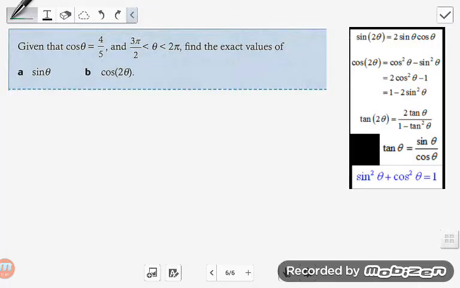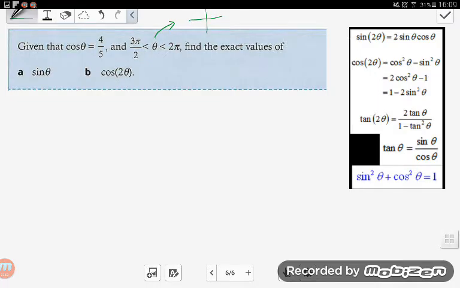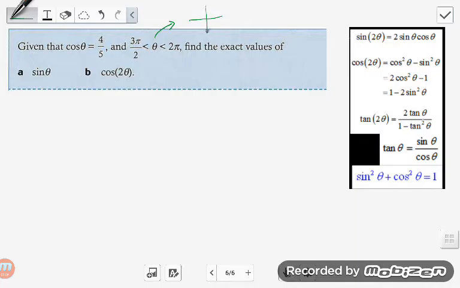Okay, now this part, right? What do I get out of that? 3 pi over 2. So if you think about this, sorry about that, 3 pi over 2 is over here, right? 3 pi over 2. And 2 pi is there, right? Which means my angle is in the fourth quadrant. My angle theta is in the fourth quadrant. Okay, so just keep that in mind. My theta is in the fourth quadrant.